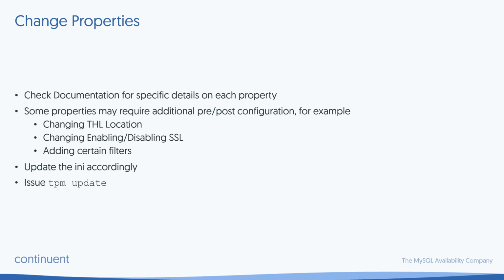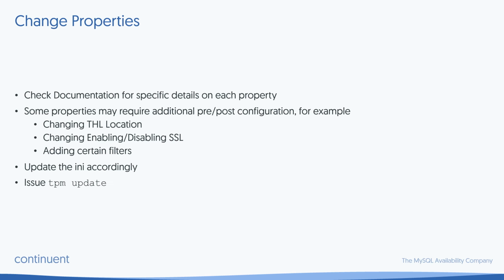Changing properties for the replicator is also a simple process. Naturally, ensure you have studied the documentation so that you fully understand the use of the properties, as some may require more work than simply adding to the file, such as changing the THL location or enabling SSL and filters. Once you've made the change to the INI file, you just simply issue tpm update. And again, I will show this in the demonstration, which I will do now.